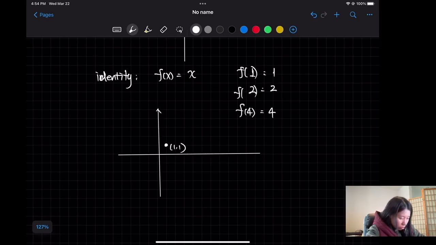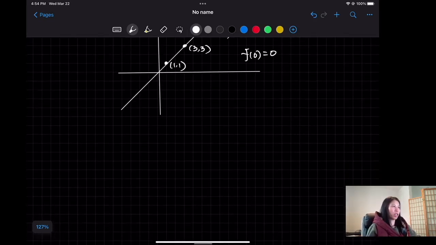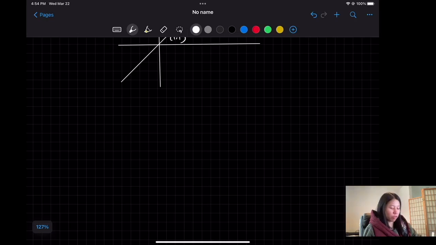1, and then 3, and then 5, 5. So that would be your toolkit identity function. It's going to look like a straight line at 45 degrees. Of course, f(0) equals 0.